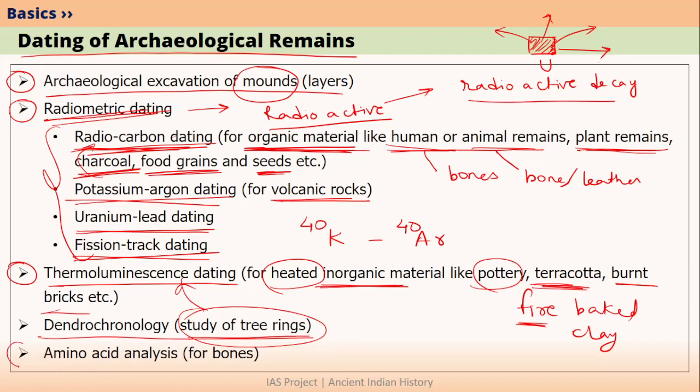The last important method I should mention is amino acid analysis. This is mainly used for dating of bones. It can be human bones or animal bones.